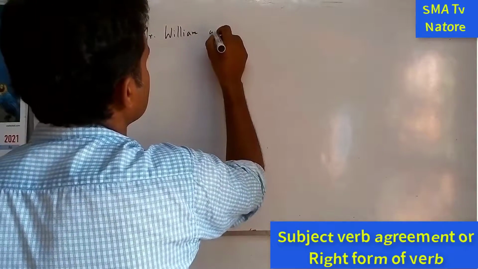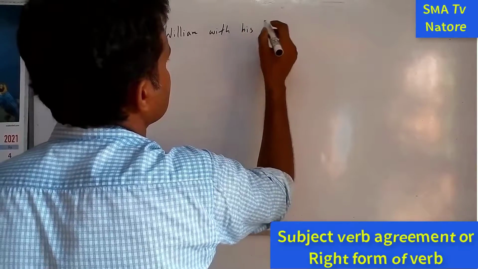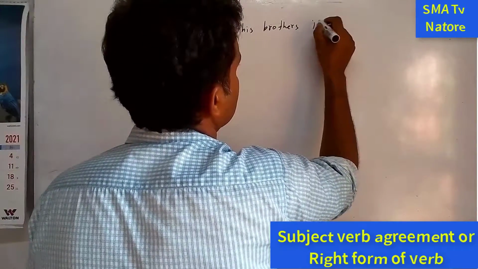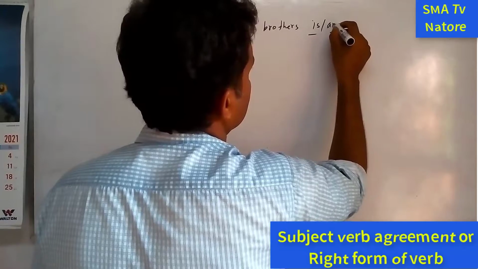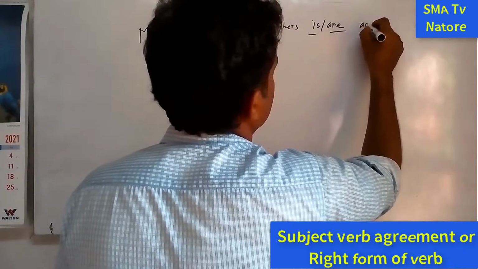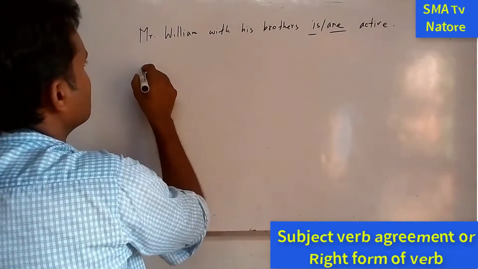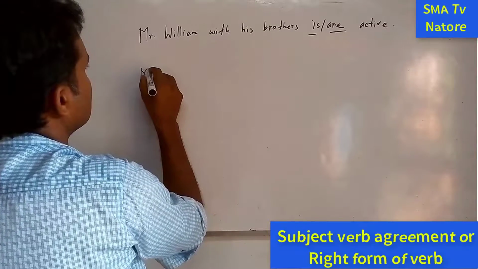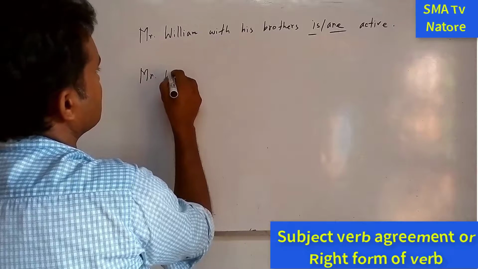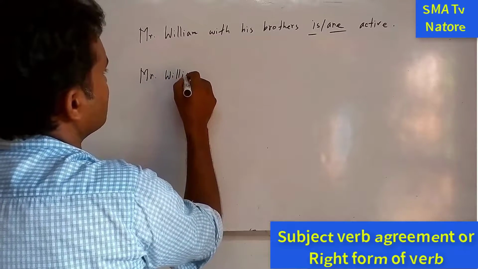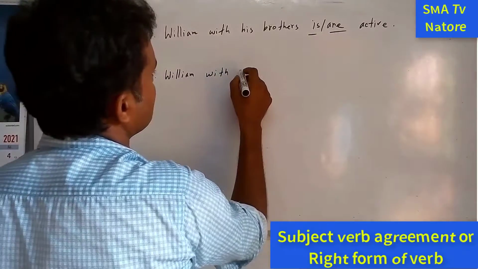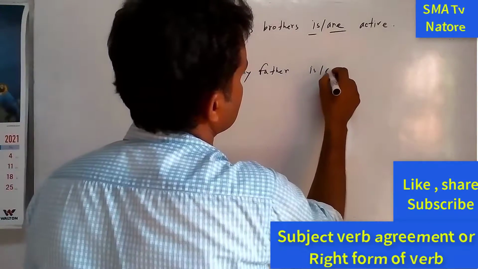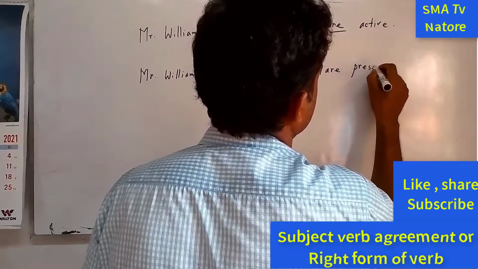Mr. William with his brothers are active. Mr. William with my father is a result. Okay.